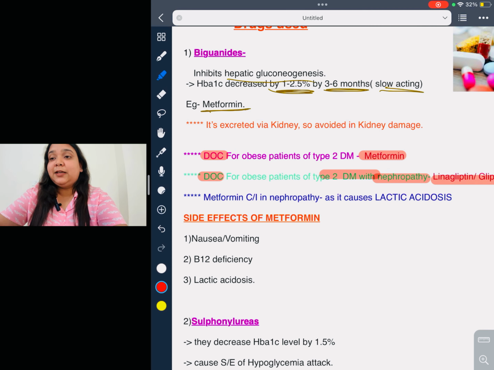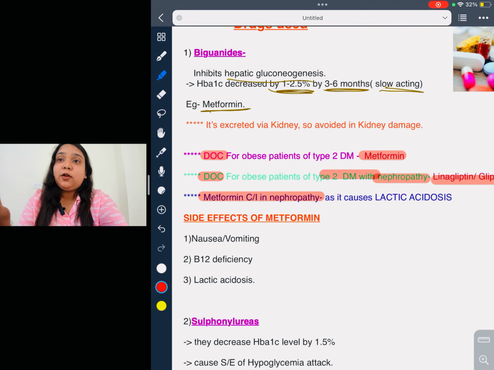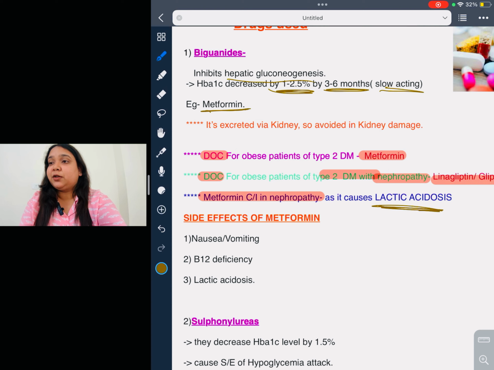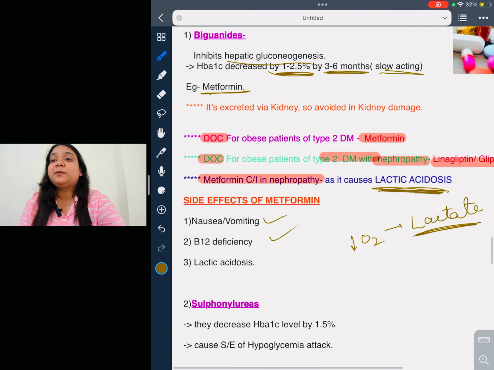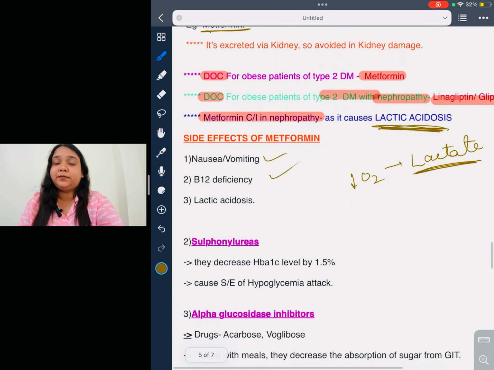Metformin in a patient with nephropathy can also cause lactic acidosis. A few other side effects are nausea, vomiting, and B12 deficiency. Now, what is this lactic acidosis? In a decreased amount of O2, our body produces lactate. And in lactic acidosis, this lactate gets accumulated in our body. So metformin can cause lactic acidosis in a patient with nephropathy.